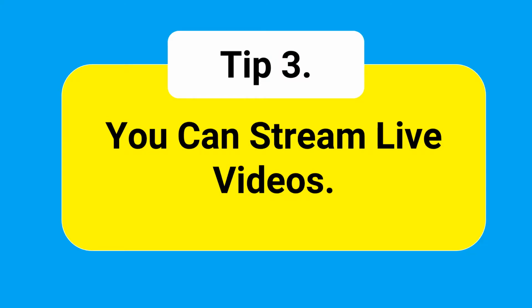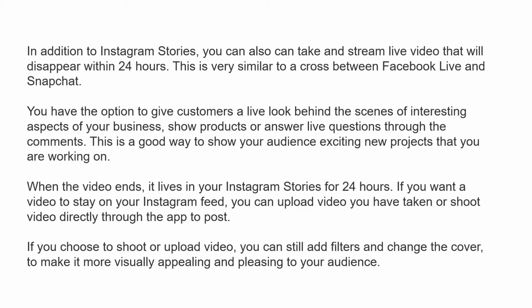Tip number 3, you can stream live videos on Instagram. In addition to Instagram Stories, you can also take and stream live video that will disappear within 24 hours. This is very similar to a cross between Facebook Live and Snapchat. You have the option to give customers a live look behind the scenes of interesting aspects of your business, show products or answer live questions through the comments. This is a good way to show your audience exciting new projects that you are working on. When the video ends, it lives in your Instagram Stories for up to 24 hours.